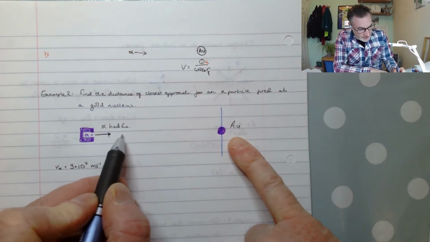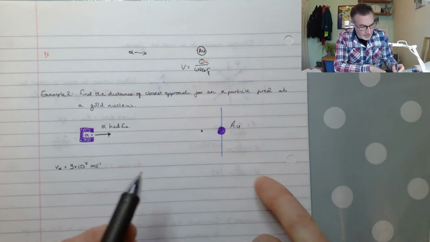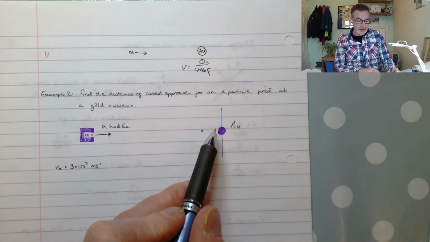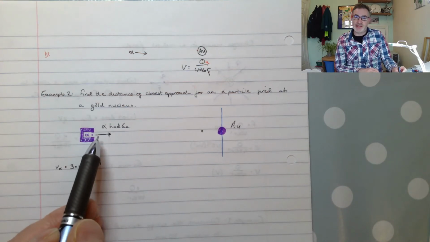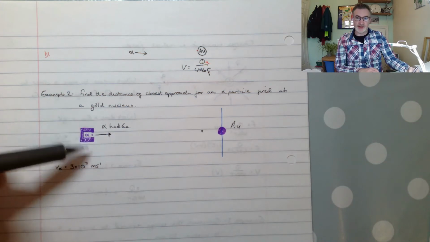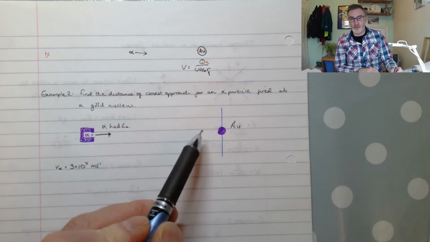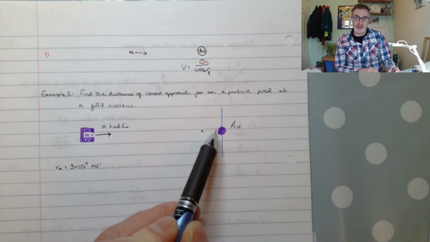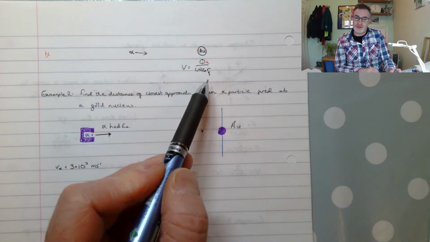So this is going to travel until it reaches a point where the work done against the gold's electric field will equal the amount of initial kinetic energy it had. So we're going to do two things. We're going to figure out the kinetic energy that the alpha particle starts with, and we're going to figure out at what distance from the gold nucleus that would equal the amount of work done.